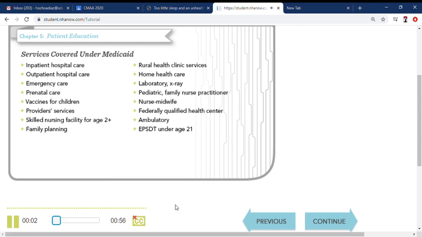To receive federal matching funds, Medicaid must provide medical assistance for the following services: inpatient hospital care, outpatient hospital care, emergency care, prenatal care, vaccines for children, providers services, skilled nursing facility services for persons aged 21 or older, family planning services and supplies, rural health clinic services, home health care for persons eligible for skilled nursing services, laboratory and X-ray services, pediatric and family nurse practitioner services, nurse midwife services, federally qualified health center services, federally qualified ambulatory services performed at a health center that may be available in other settings, and early and periodic screening, diagnosis, and therapeutic services for children under age 21.